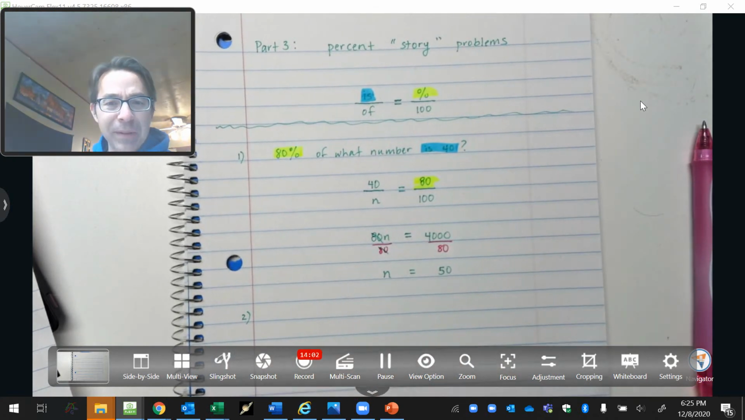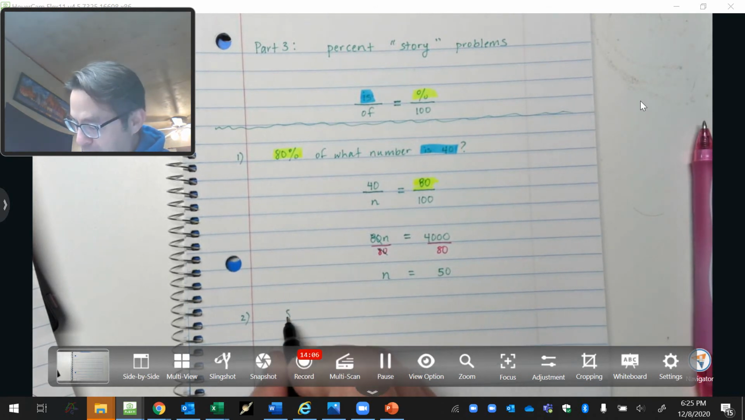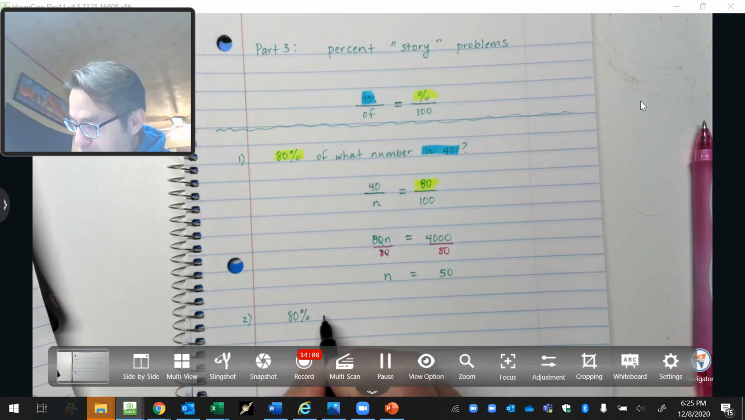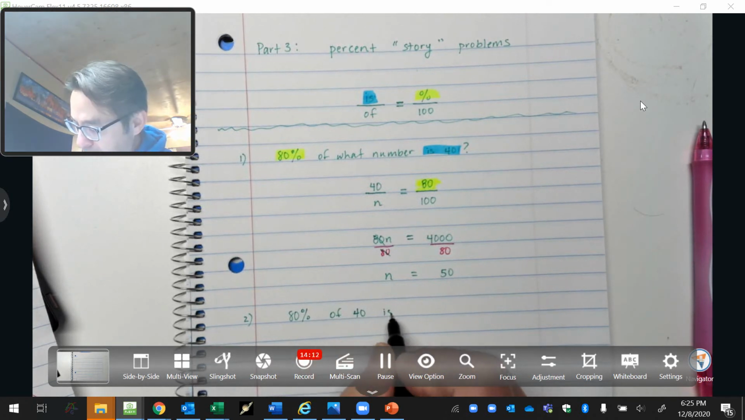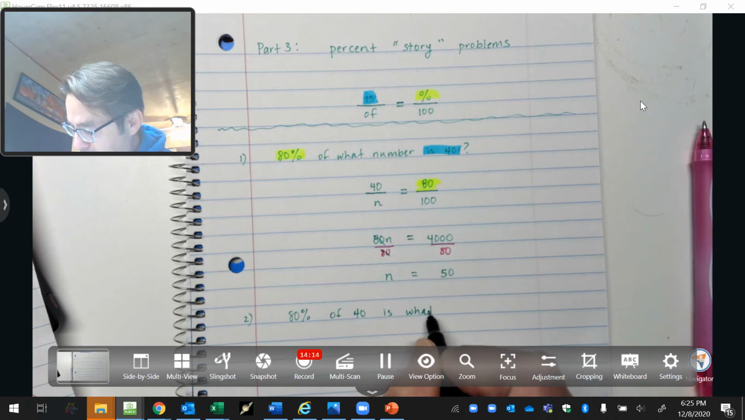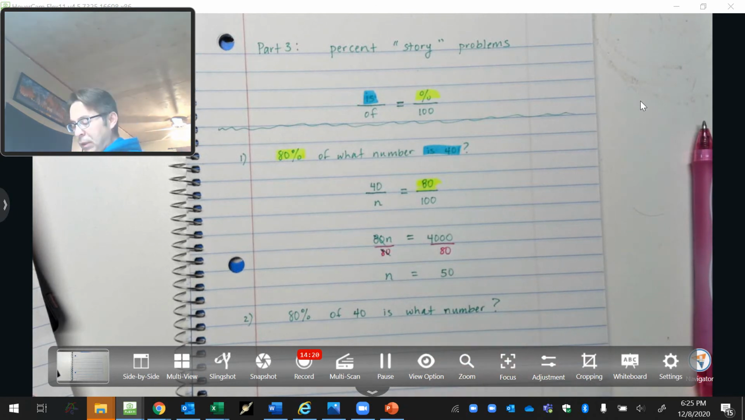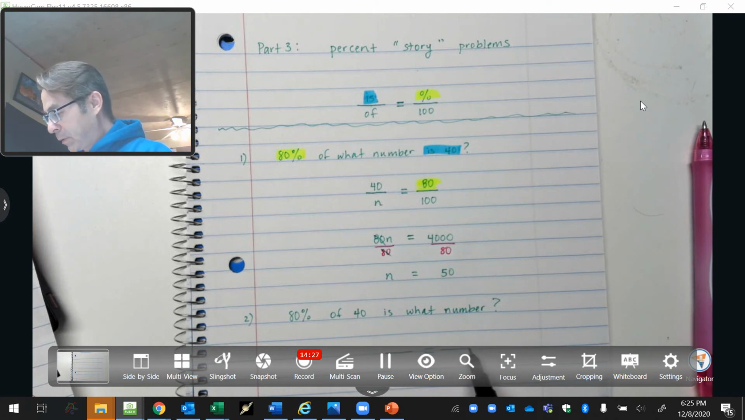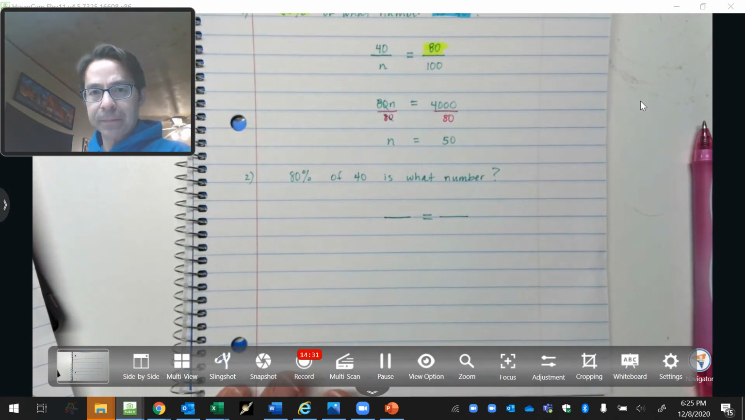That wasn't too bad, right? This problem is going to look very similar. 80% of 40 is what number? Voila. So the setup is going to be exactly the same. Oops, you can't see that. Okay. Good thing I noticed.